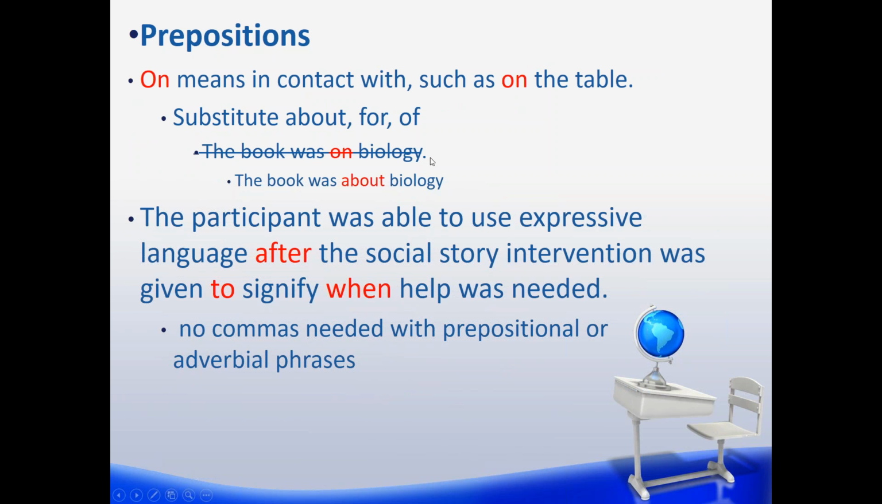So on means one thing is in contact with something else, such as on the table. So the substitute words are about, for, and of. So we can say the book was about biology instead of the book was on biology. And the participant was able to use expressive language after the social story intervention was given to signify when help was needed. So no commas are needed with any of the prepositions or adverbs.